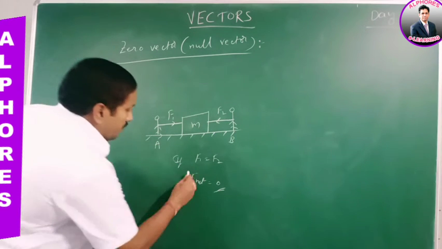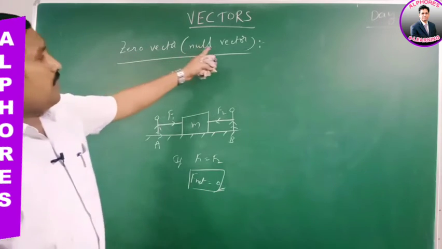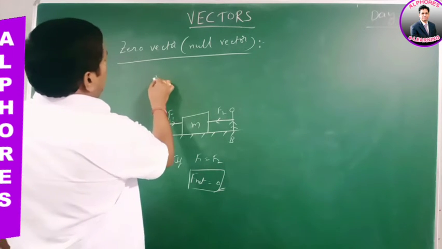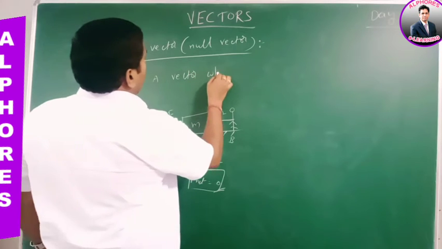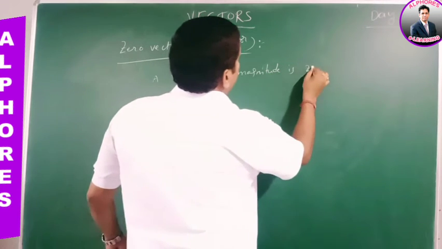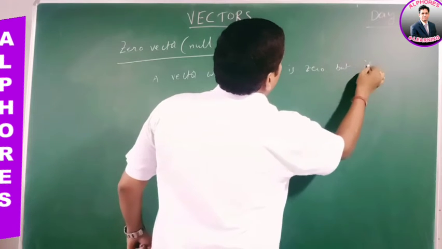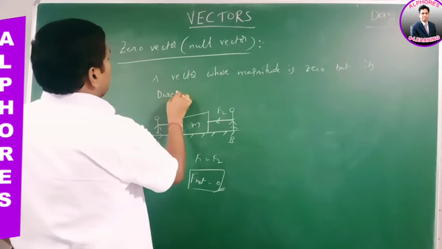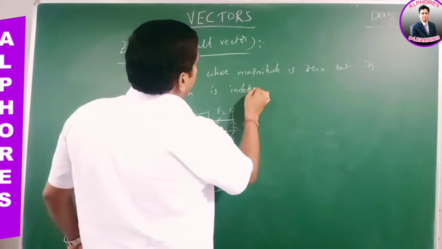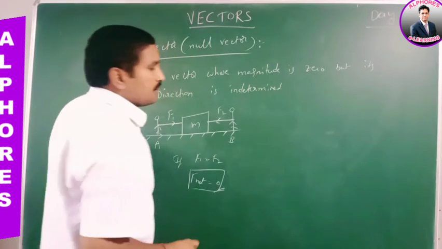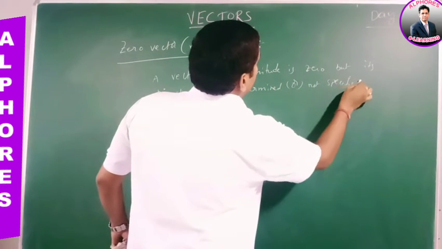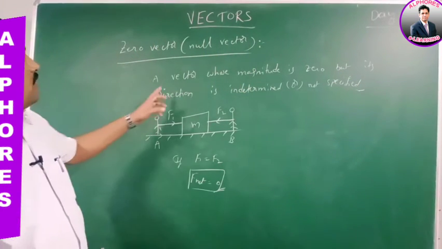Here what I am saying is that a zero vector or null vector means a vector whose magnitude is 0, but its direction is indeterminate, or sometimes not specified. So this is nothing but the definition of zero vector.